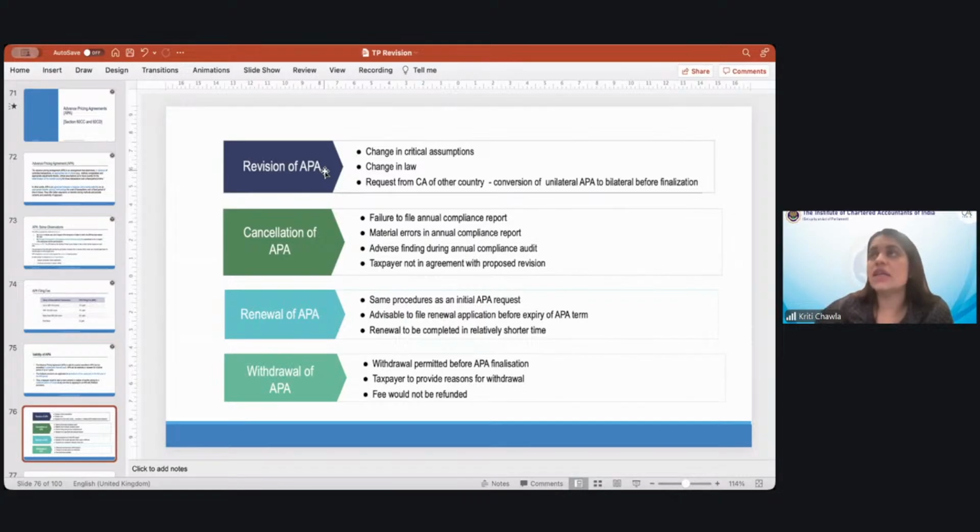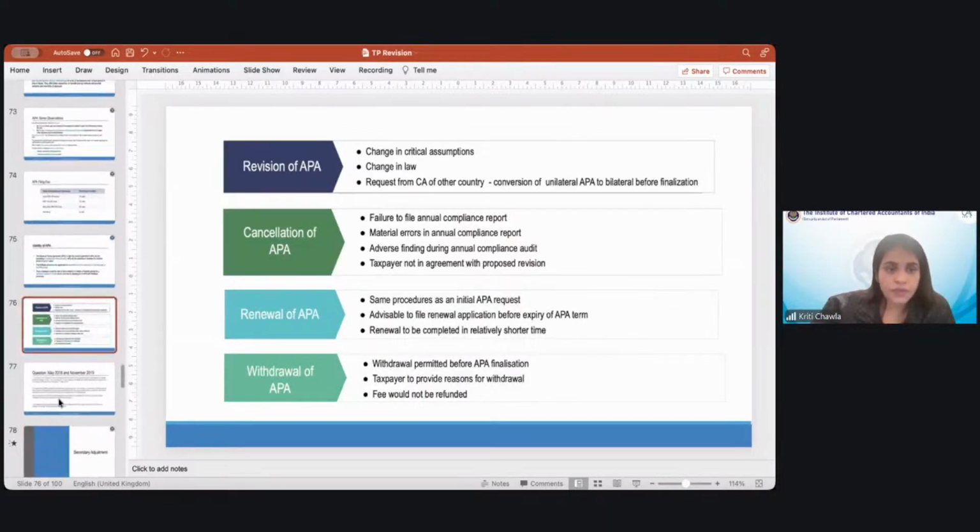Can it be cancelled? Well, yes, there is a lot of compliance with APA, which is the annual compliance report, etc. So if there is failure to file the annual compliance report, or if there are material errors, etc., then it can be cancelled also. Can the APA be renewed? Well, yes, it can be renewed, and APA can be withdrawn also. You can withdraw APA also.